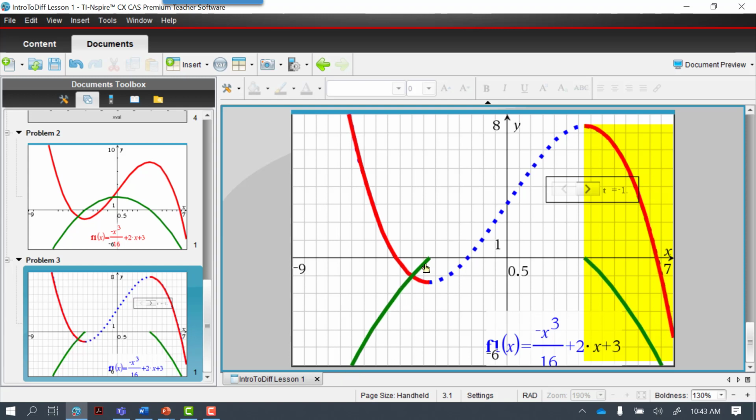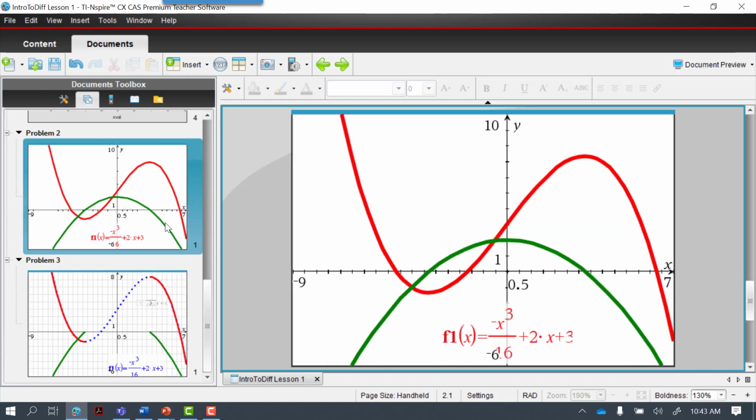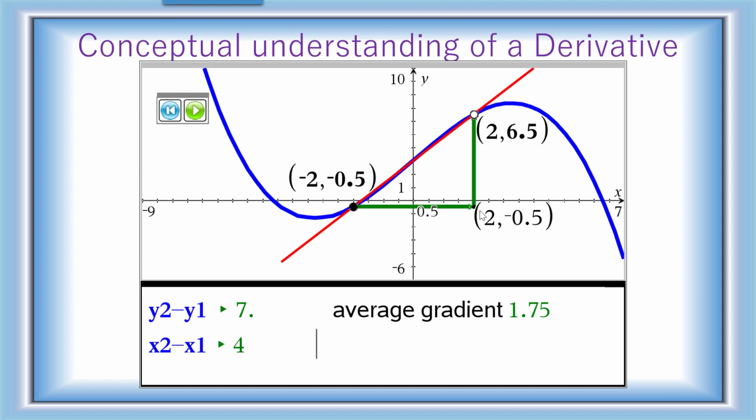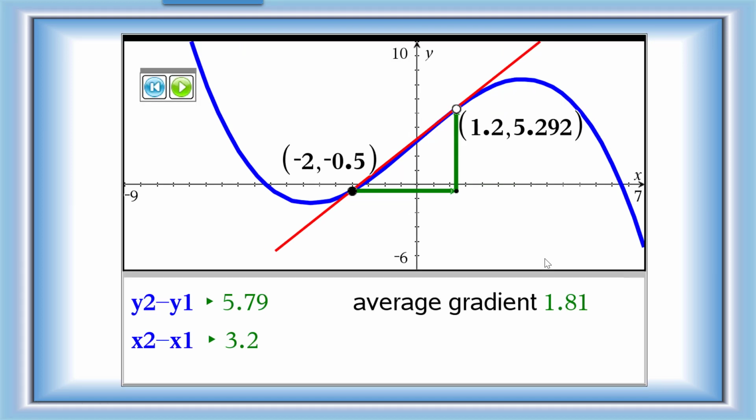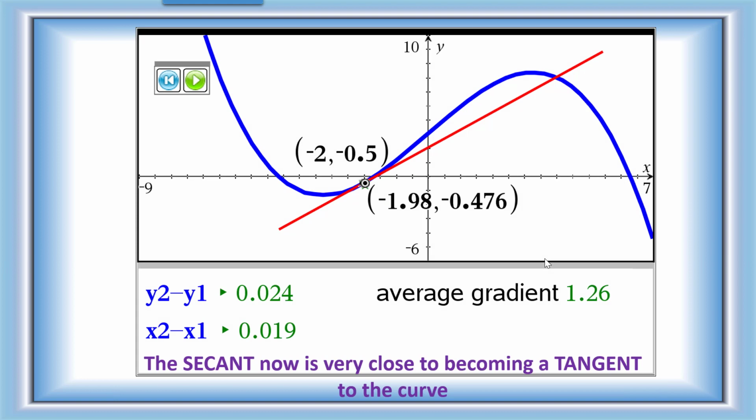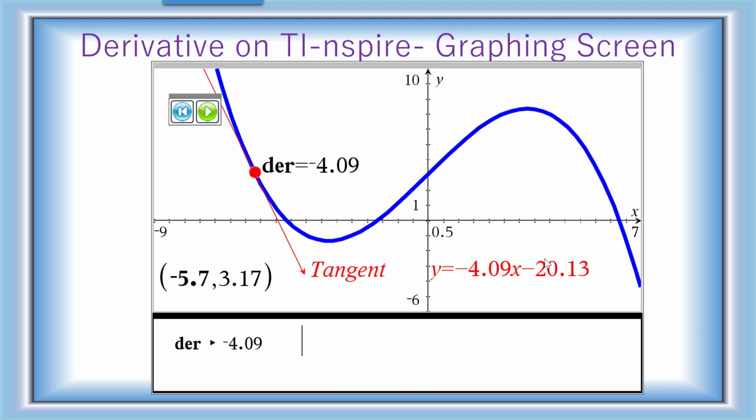So negative is below the x-axis. When it becomes 0, it touches the x-axis, and the gradient here is 0, and then once again it's becoming negative and more negative. So you can see it's moving away. So that's a cubic, and the derivative curve there is a quadratic. Coming back here, I've got different stages when it's capturing, and you can see that's more or less when the secant has changed to a tangent, and the gradient at that point is 1.26.